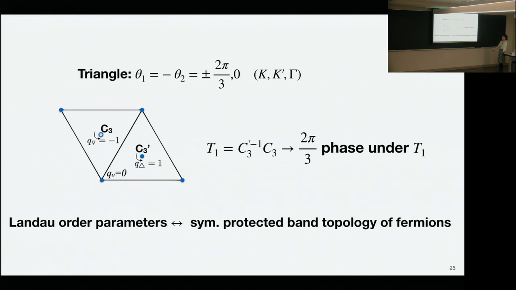We remark here that this method established a mapping between the lambda order parameter of the symmetry breaking phase and the symmetry protected band topology of fermions, which in turn fixes the monopole quantum number and then determines the lambda order parameter of the symmetry breaking phase.